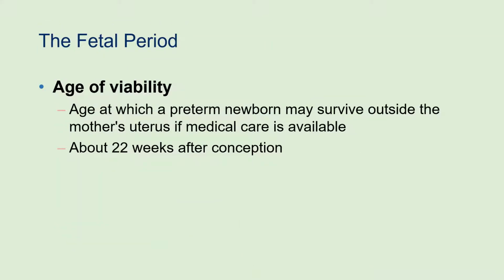The age of viability is the age at which a preterm newborn may survive outside the mother's uterus if medical care is available. It begins about 22 weeks after conception. By this age, the fetus has a distinctly baby-like look, but babies born this early can have trouble breathing because their lungs are not yet mature.